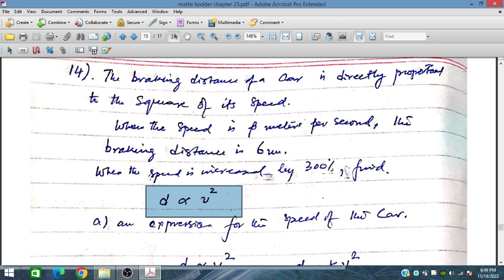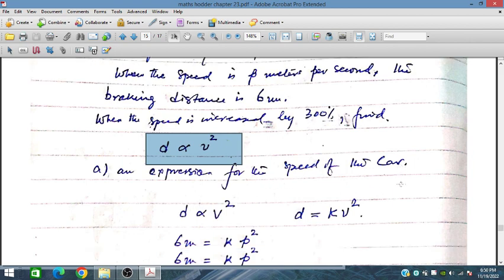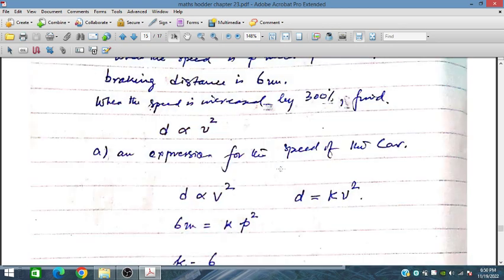When the speed is increased by 300%, find an expression for the speed of the car. Find an expression for the braking distance, that is d is proportional to v square.